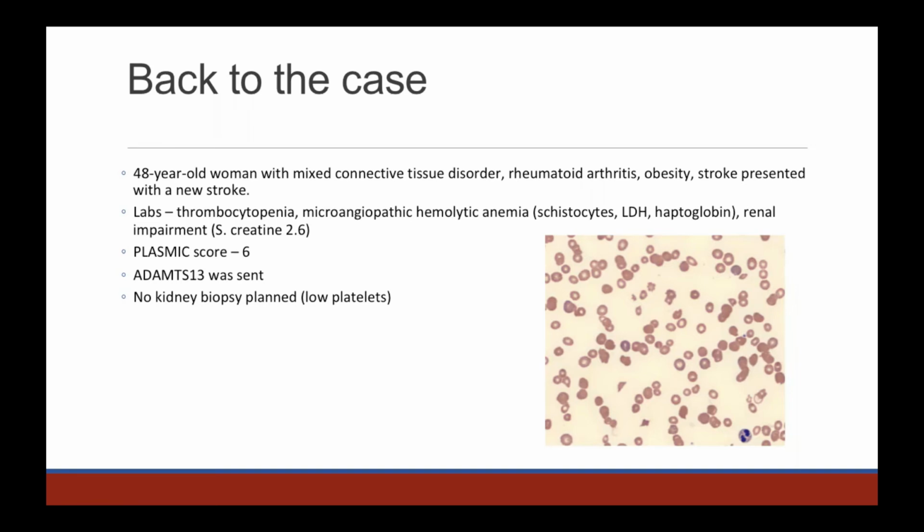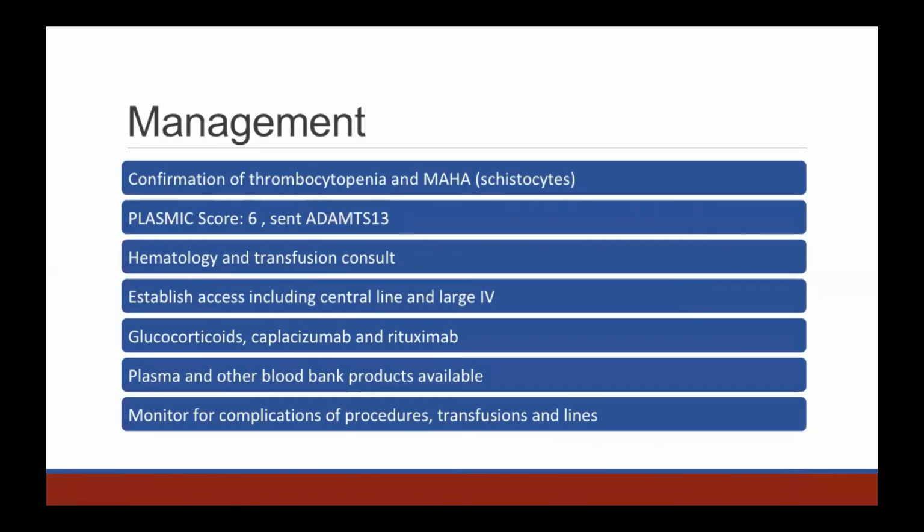We calculated the plasmic score, which was 6. The levels were sent off for ADAMTS13, and the kidney biopsy was just deferred due to the patient's low platelet levels. And moving on to the management of the decisions that we've made for our patients. So this would be, we've done our initial workup, hematology, nephrology, transfusion team has been consulted. Decision has been made to initiate TPE for this patient.